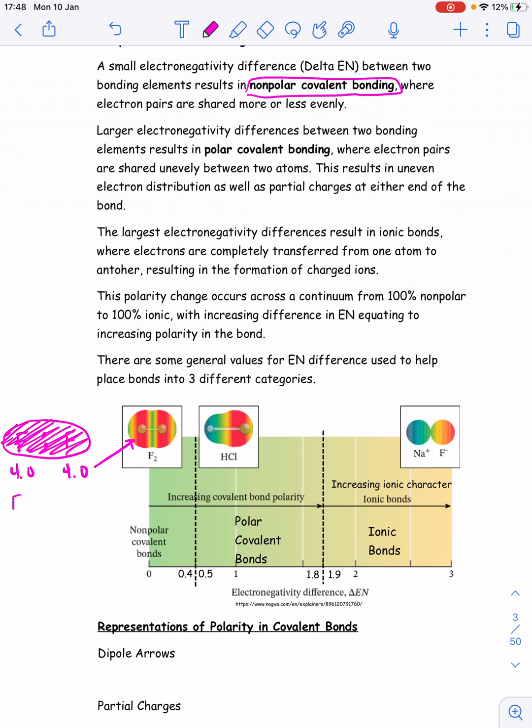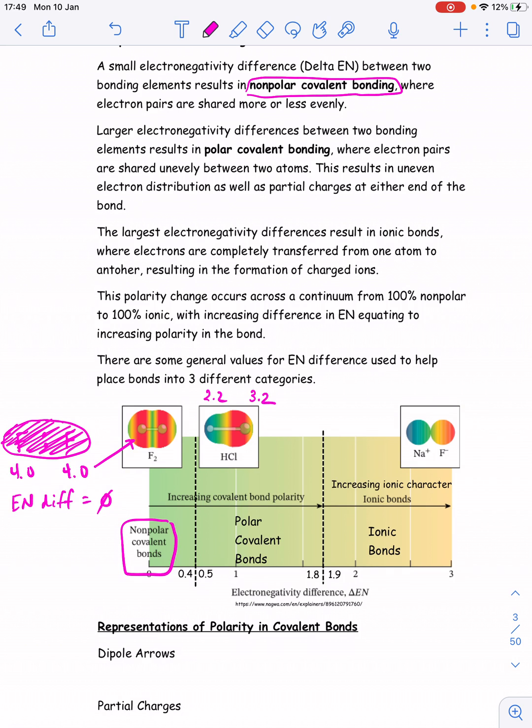So the electronegativity difference is 0. And that means that the bond is perfectly nonpolar. Now, on the other hand, if you have two elements where the electronegativity difference is larger, like hydrogen and chlorine in this example, hydrogen has an electronegativity value of 2.2 and chlorine 3.2. And remember, these values are all listed in a data table in the data booklet.